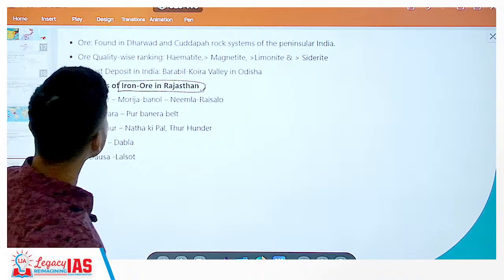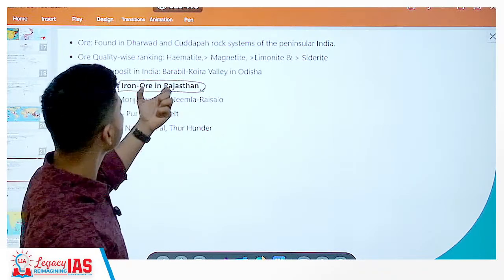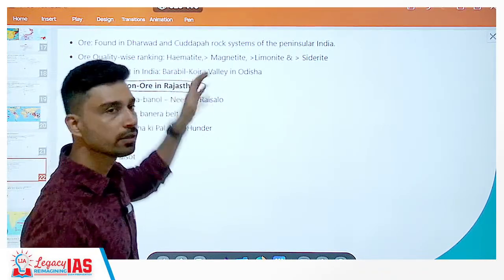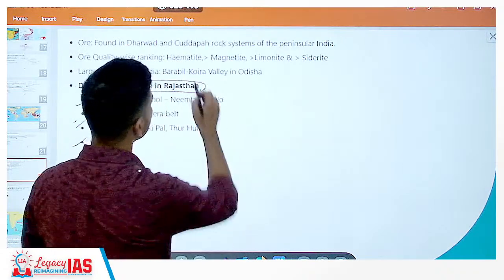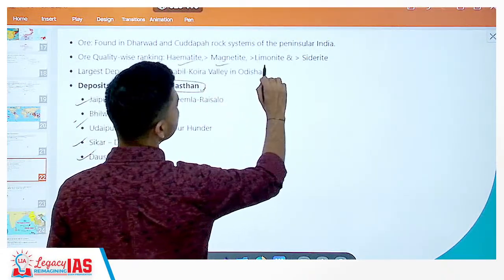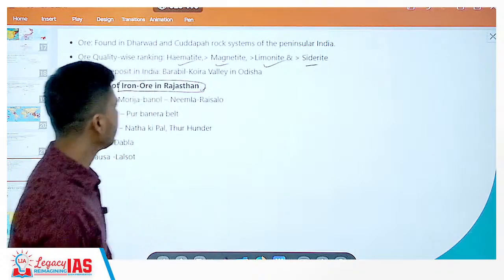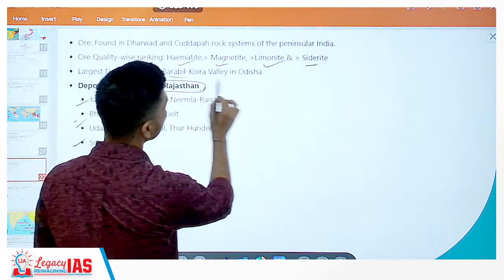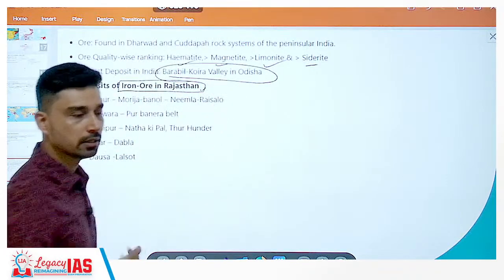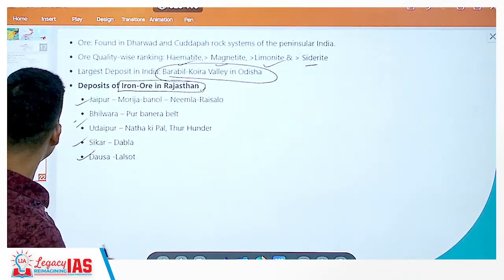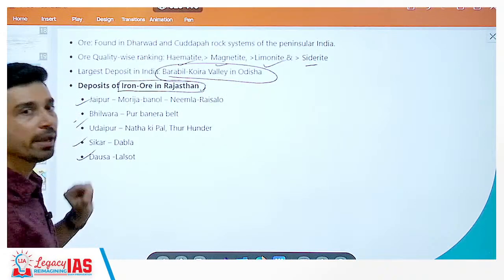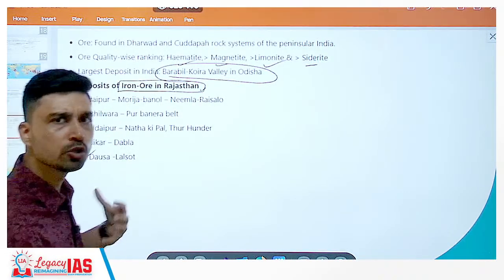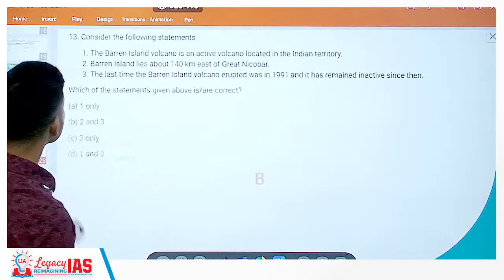Overall, if we talk about iron ore in slightly more detail, quality wise we find 4 types. One is hematite, then we have magnetite, then limonite, and siderite. The largest deposit of India is found in the Barabil-Koira Valley in the state of Odisha. These are some other facts that you should know, because iron ore is one of the major minerals, not only in India but also at the global scale.